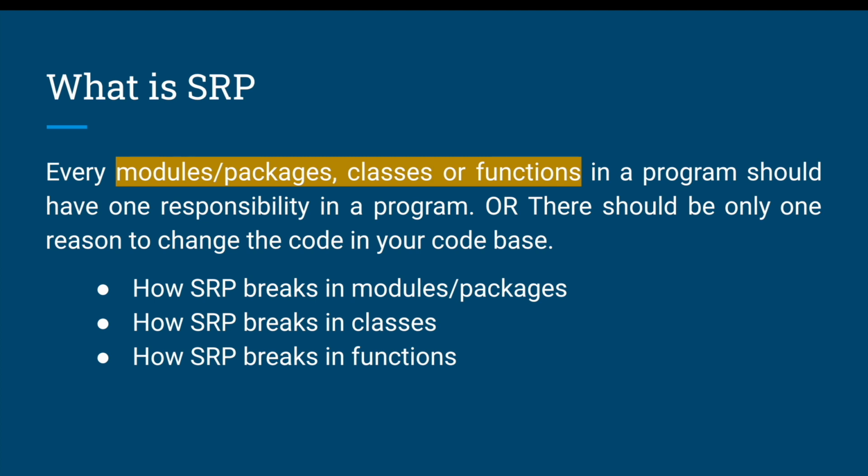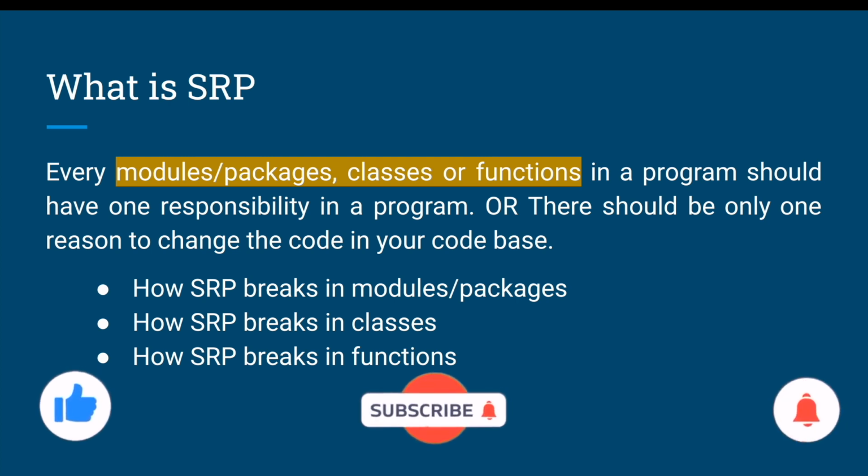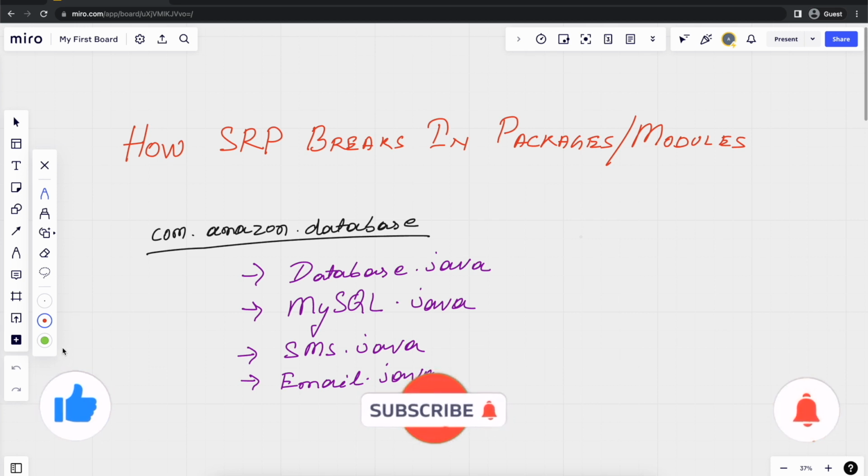To understand where SRP is being violated, we need to understand how SRP breaks in modules or packages, how it breaks in classes, and how it breaks in functions. Let's understand one by one and get into a whiteboard. We'll discuss there.